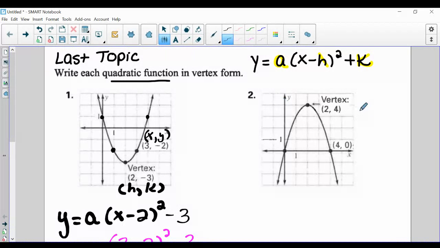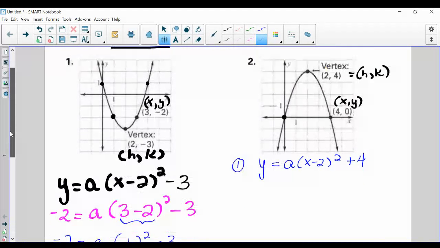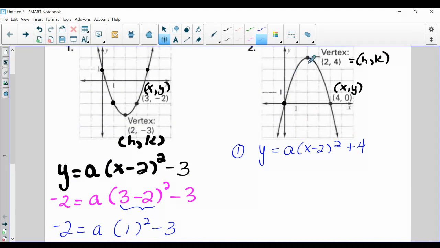All right, so I'm going to do that one more time for number 2. Our vertex here is (2, 4). That means (2, 4) is our (h, k). We can go ahead and label this point or even (0, 0) as (x, y) and use that point to help us solve for a. So we'll go ahead and first plug in (h, k). So we'll have y equals a times (x minus 2) squared plus 4. We're going to use one of those points other than the vertex. I'm choosing (4, 0). 0 for y, and 4 for x.